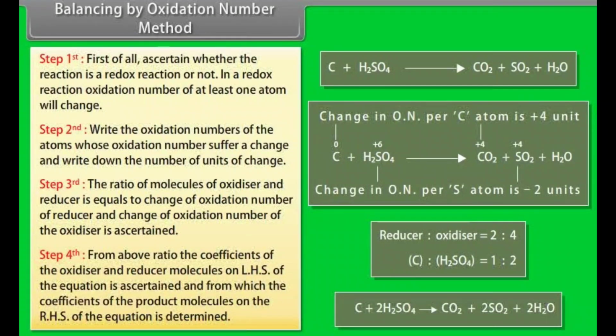Step fourth. From the above ratio, the coefficient of the oxidizer and reducer molecules on the LHS of the equation is ascertained, and from it the coefficient of the product molecules on the RHS of the equation is determined.